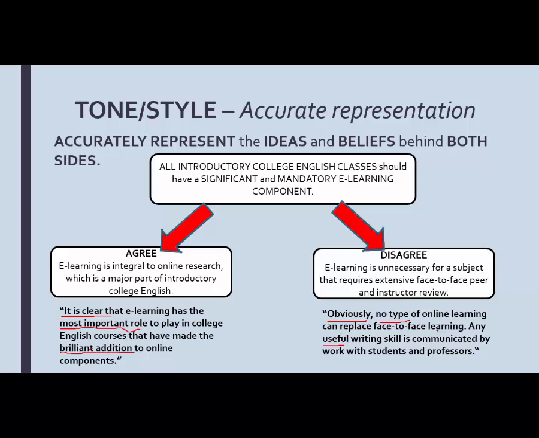By saying no type, we're being definitive, that there's no chance that online learning can replace face-to-face learning. And so we obviously want to be a bit more receptive. By saying no type, we're really kind of putting the axe down here and saying that there's no chance. It's a very unfair way of depicting the disagreeing side. And then last, the word useful here with writing skill. By saying that any useful writing skill is communicated by work with students and professors, we're saying that there's only a certain set of useful writing skills. Again, much like the most important role thing over here, we're making an argument about something else entirely. So we want to avoid doing that and misrepresenting the other side.